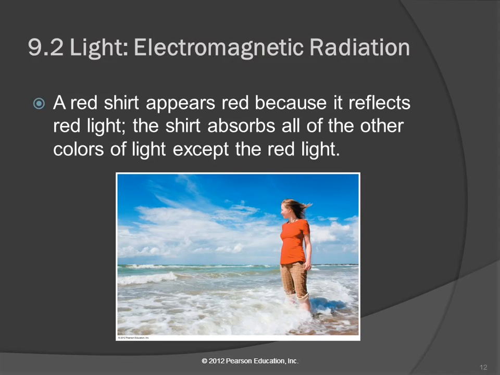When we see an object as having color, like this woman's shirt is red, it appears red to us because the white light from the sun is hitting her shirt, and the shirt is absorbing all of the colors except red, and it's reflecting the red light. So all the colors of the light get absorbed by her shirt, the red light gets reflected, and that comes to our eyes and we see it.